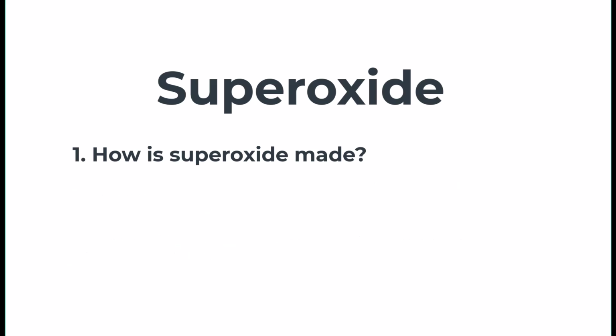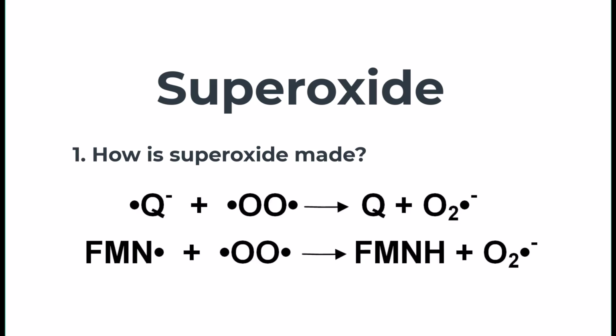Question 1. How is superoxide made? The literature says there are 2 compounds oxygen reacts with to make superoxide. These 2 molecules are of course free radicals. They also take part in redox reactions in the mitochondria. One is the free radical form of coenzyme Q10.